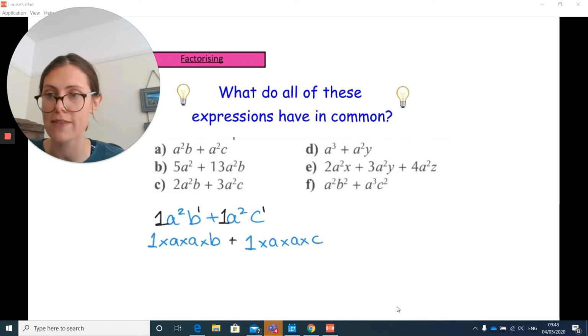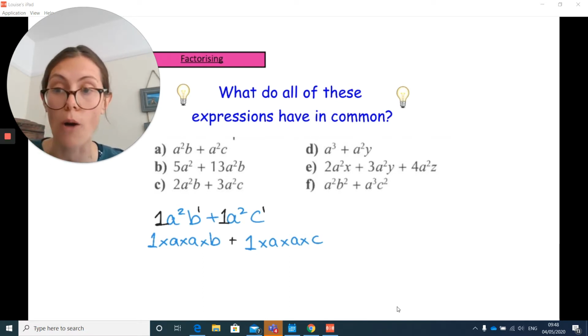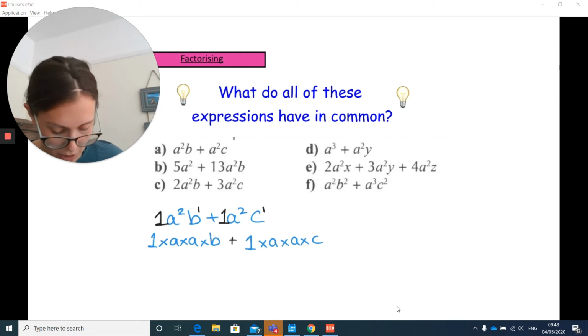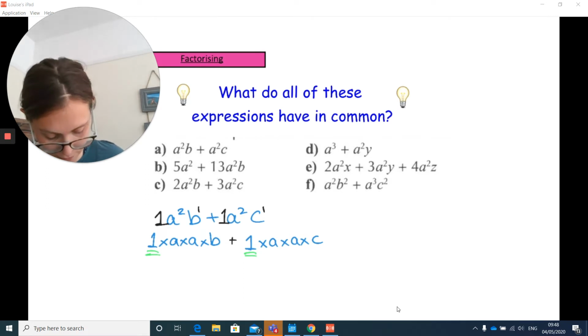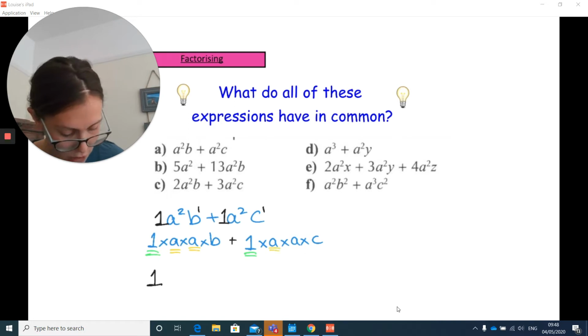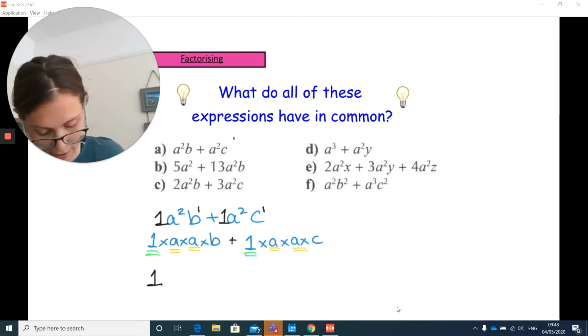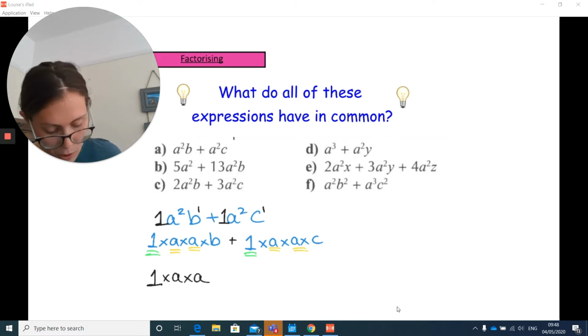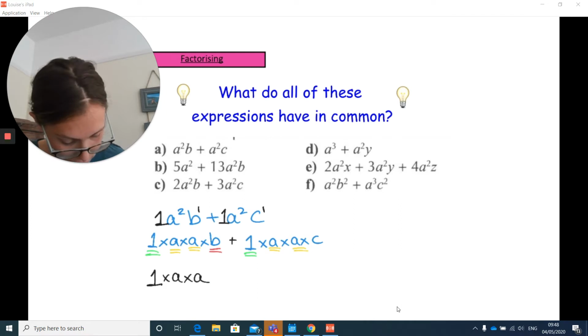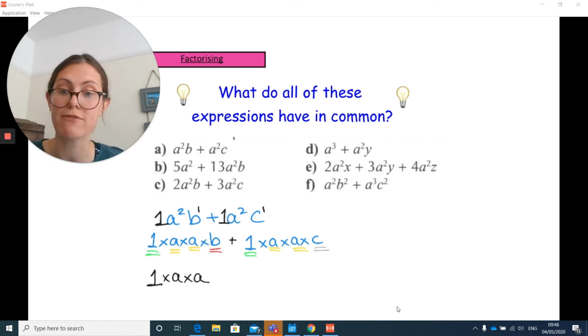And hopefully when I write it like this, you can begin to see what you've got in common in both lists. So to start with the numbers, you've got a 1 in both lists, so you're going to take a 1 out. You've also got 2 A's, so I could take 2 A's out. And beyond that, you don't have anything common because you've got a B here, but actually here you don't have a B, you have C. So you have different letters there, so you can't take anything out in common of them because they're different.